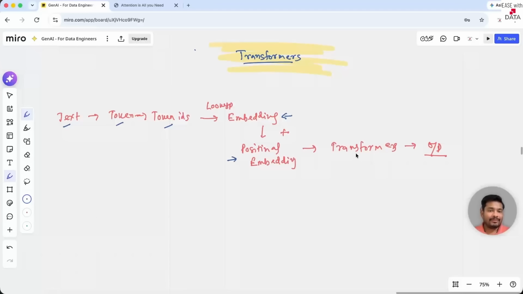Once this is done, we feed this into transformers. And this transformer helps us identify what would be your next token or the output. And today we are going to cover this transformer here. We are going to understand what is exactly inside this transformer, which helps you predict the next token.